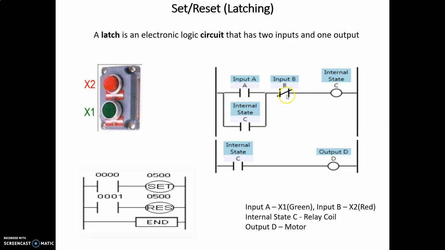But if we compare this input B switch, it is normally closed. It means that in the normal connection, even when there is no supply there, it will allow the connection to pass through it. So if I press X1, this switch will get closed and the connection from left to right will pass directly through it, and then it will try to energize this relay coil C.